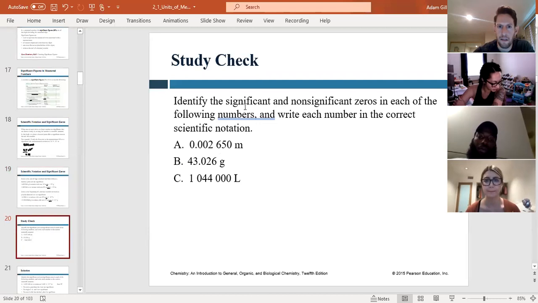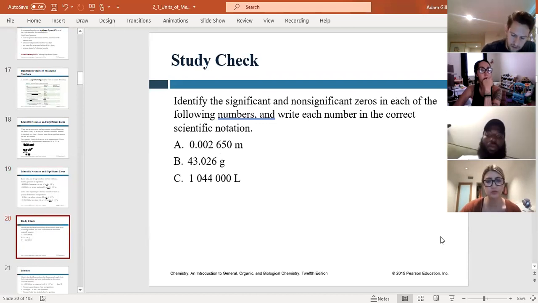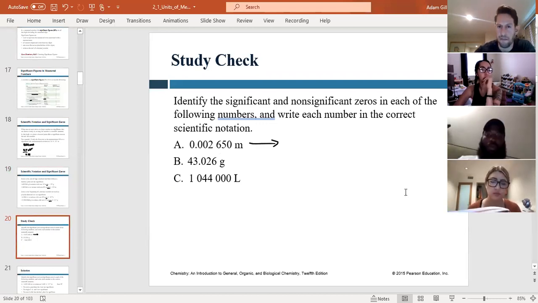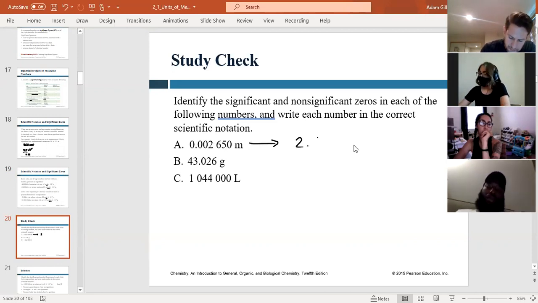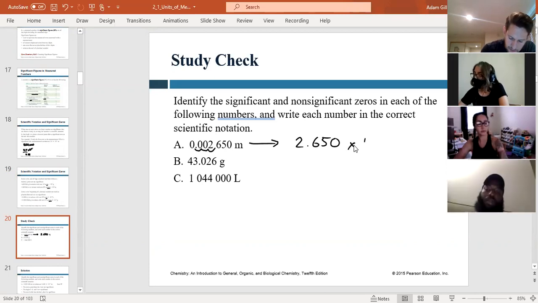Okay, so identify how many sig figs in each of these, basically, and then write it in scientific notation. So the first one here, how many significant figures do we have? Do the zeros out front count towards the sig figs? They do not, no. It's 4. It should be 4, 2, 6, 5, 0. So how do we write this in scientific notation? And how many places did we move the decimal? 1, 2, 3. And that should be 4 sig figs.